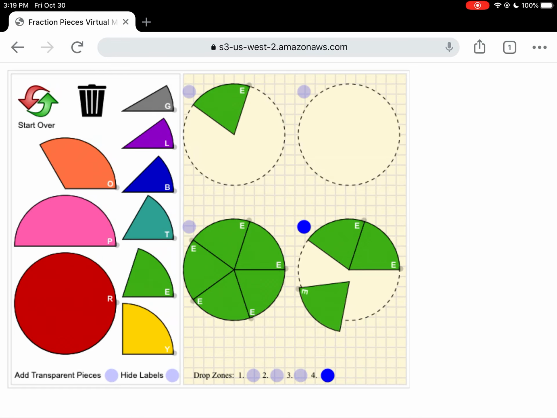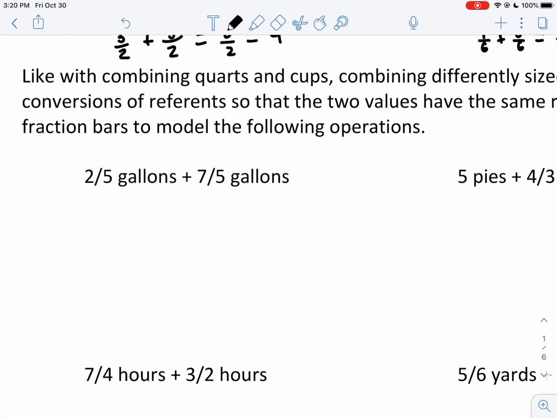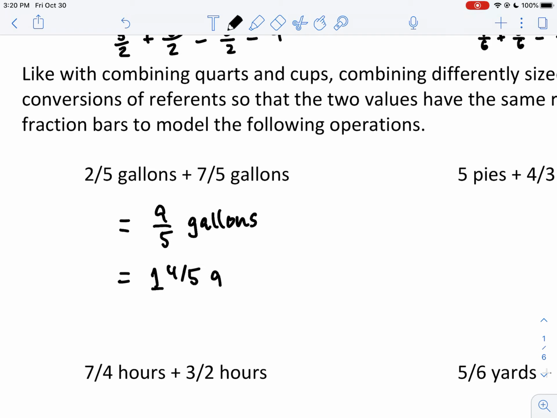All right, so I could take these and just throw them over to this circle over here and say, okay, here's my final answer when I combine these. I have a total of 9/5, which is the same thing as 1 4/5. But when your denominators are the same number, 5 and 5, that's referring to the size of the piece, a 1/5 piece. And if you have 2 of them and you add them to 7 of them, you're going to get a total of 9/5 gallons, which in mixed number corresponds to 1 4/5 gallons.